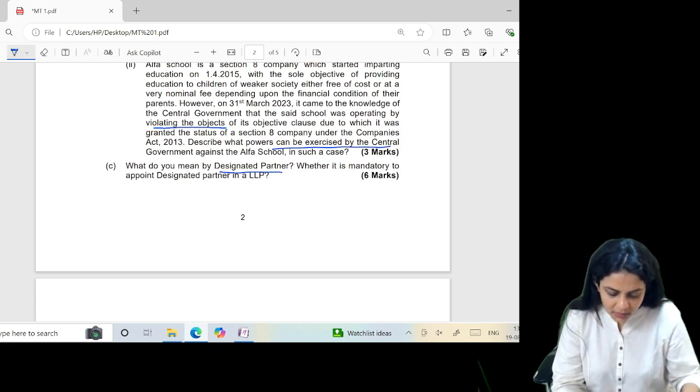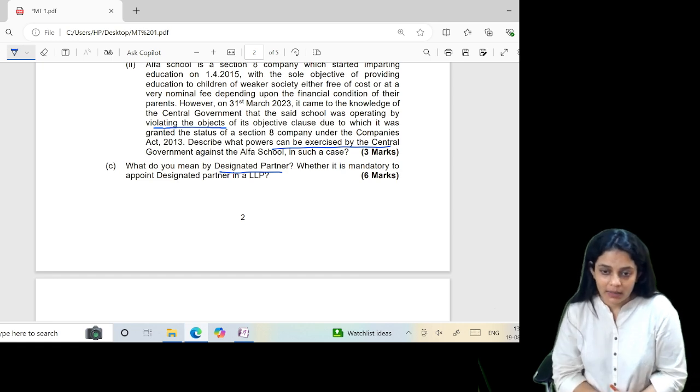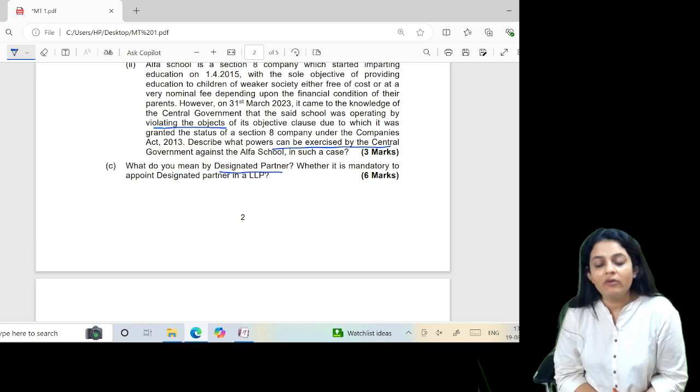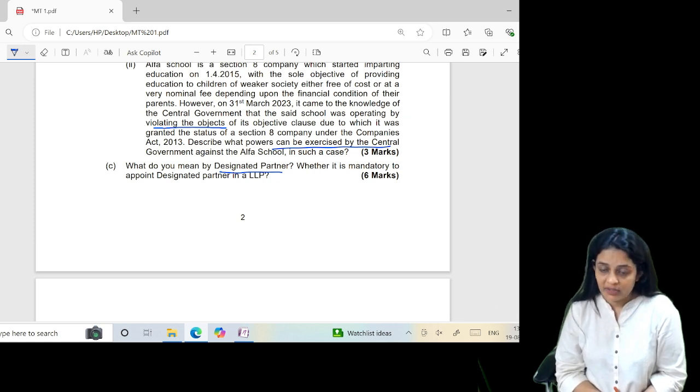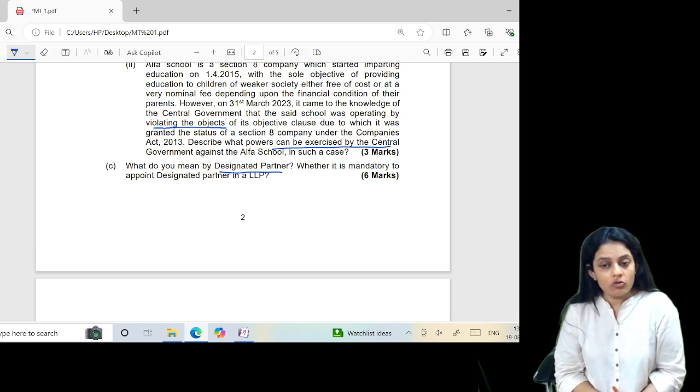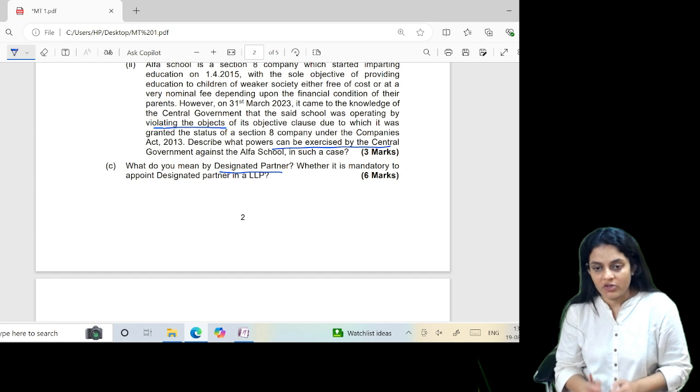What is a designated partner, which is a partner who has been designated as per Section 7? Is it mandatory? Yes. Every LLP must have at least two designated partners who should be individuals, and at least one should be a resident of India. Resident of India means who has stayed in India for not less than 120 days in the financial year.